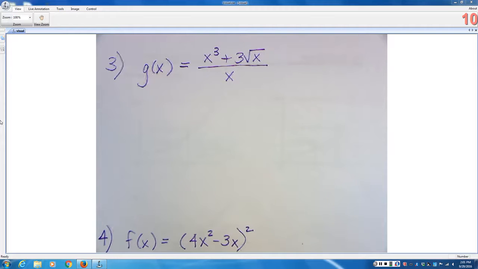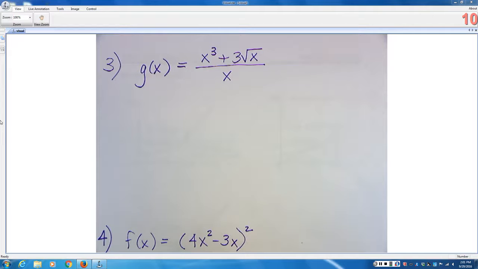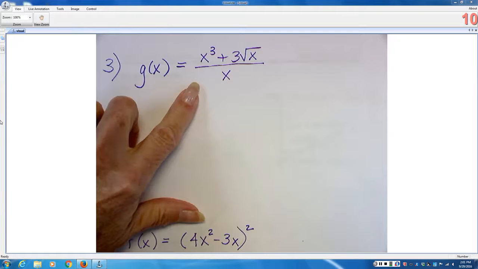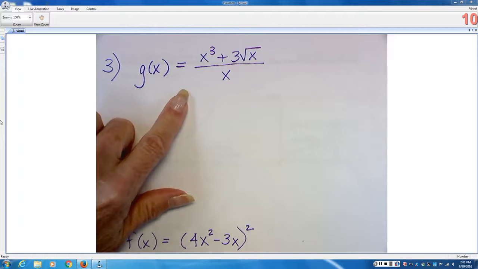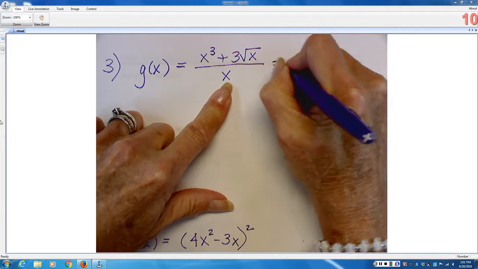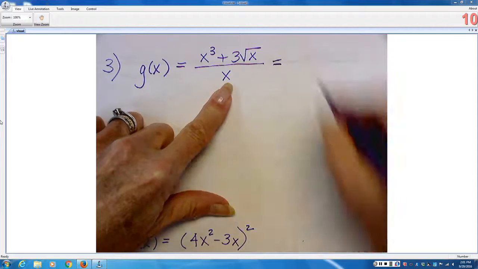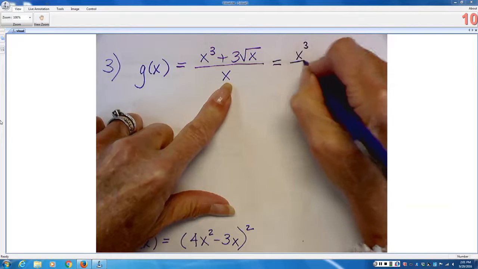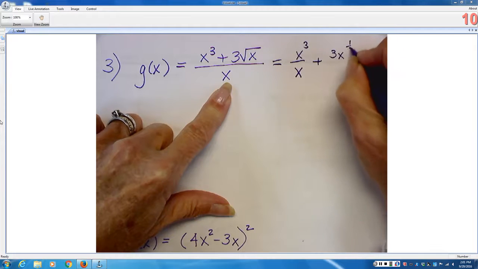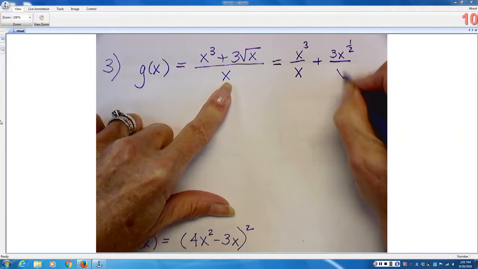The algebra really comes in more with problems like this, because you're going to have to write that in an equivalent form before you can do anything with it. And you're looking at it thinking, how am I supposed to do anything with this? Well, you got to remember, number one, that both of these terms are being divided by x. So it might look like it's an easier thing to take a derivative of if we first put x cubed over x plus 3x to the 1/2 over x.